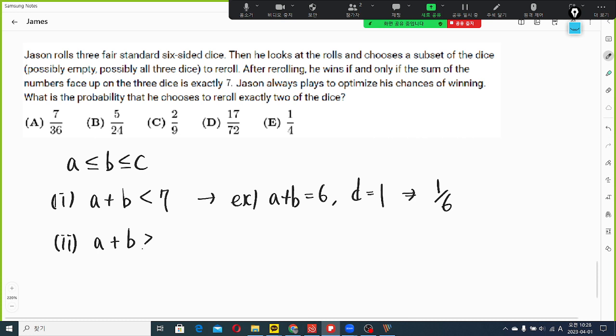And so if the sum of the two lesser numbers is greater than or equal to 7, now he needs to pick two of the dice, or he just uses all three of the dice again to make the sum of 7. So in this case, we need to compare the probability for rolling two dice and the probability for rolling three dice. So let's first find out the probability from three dice.